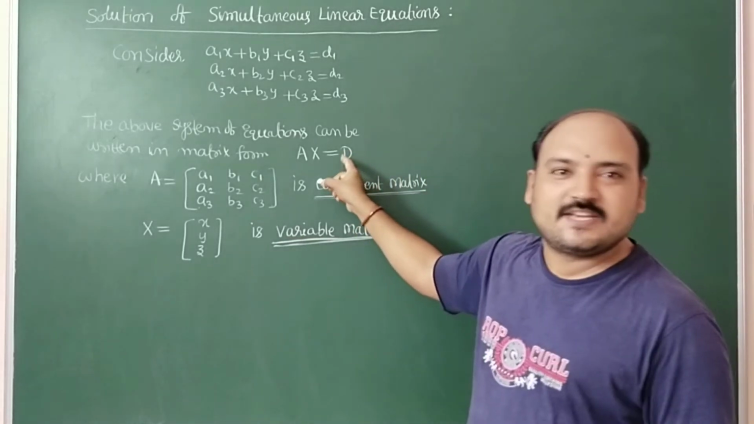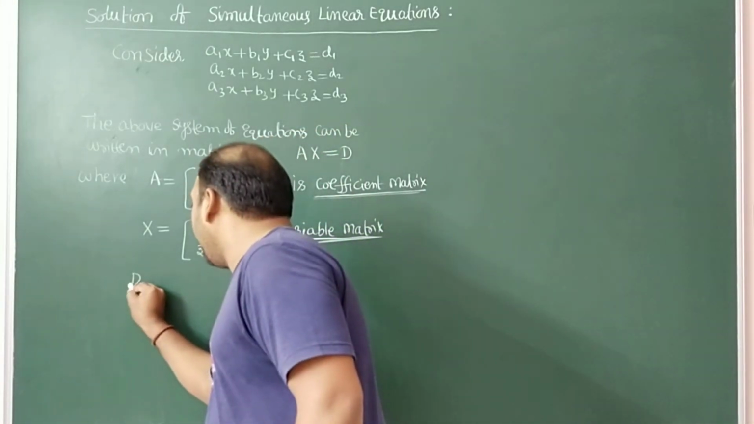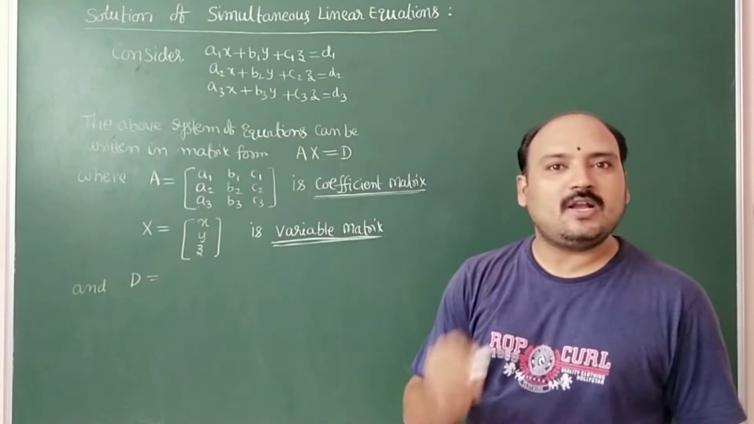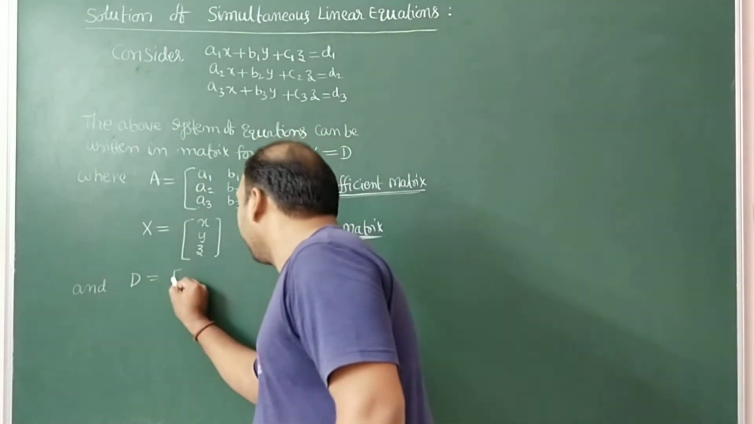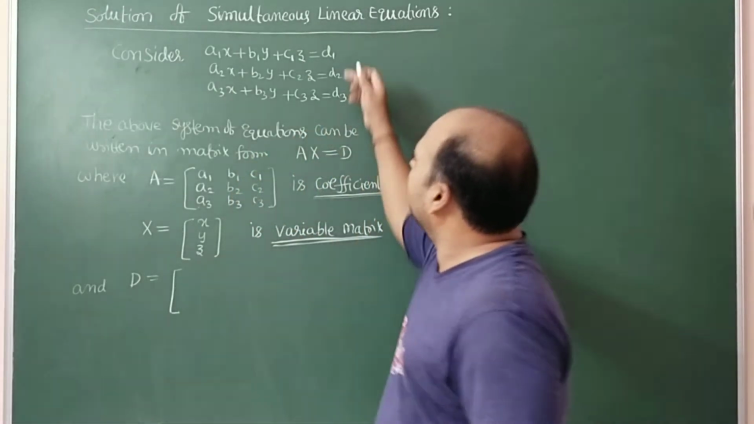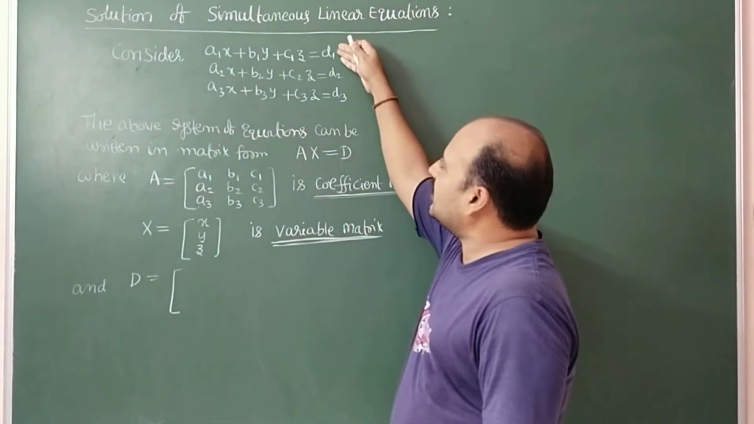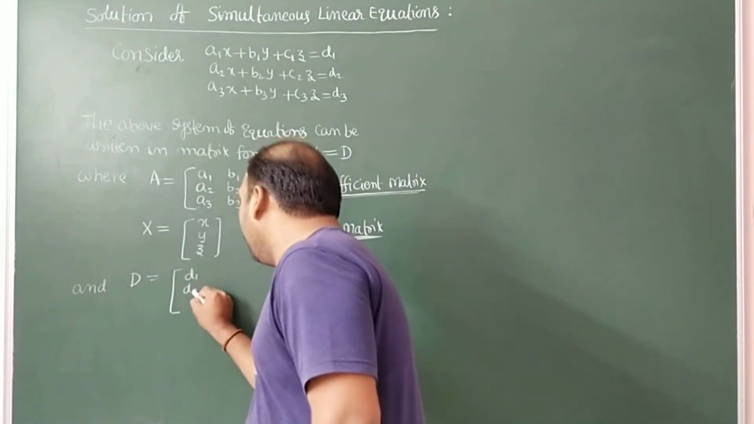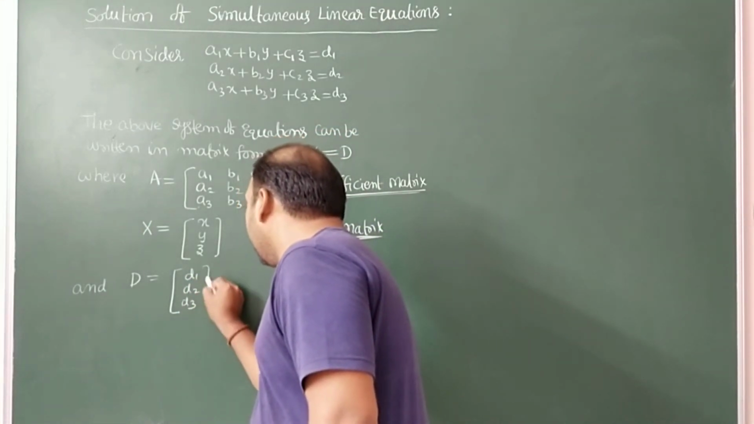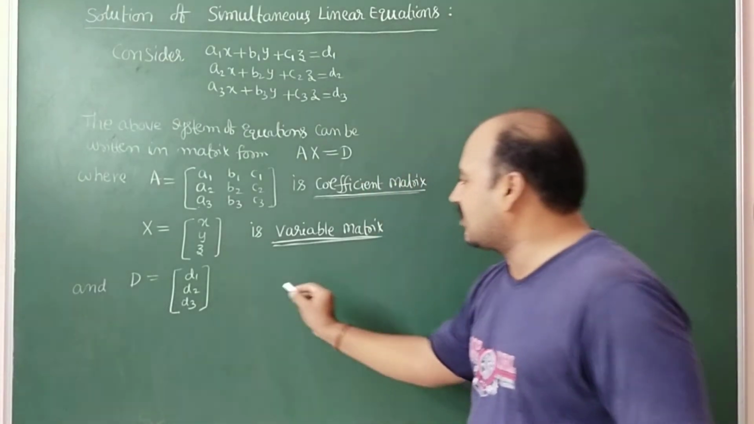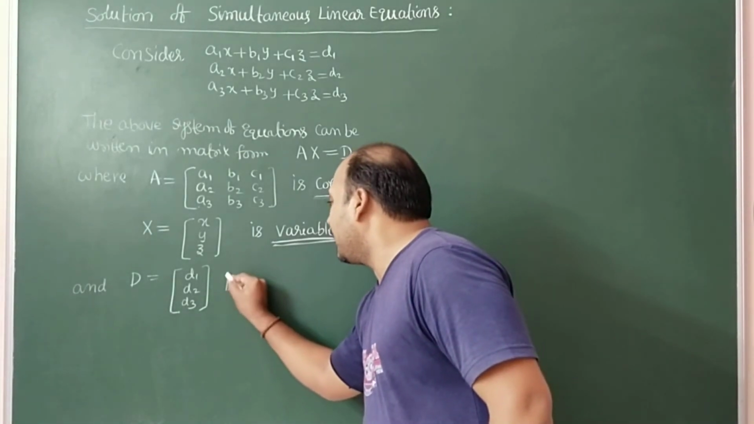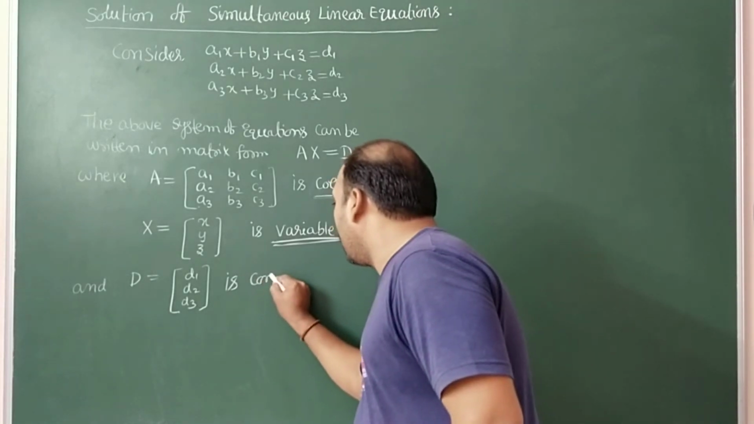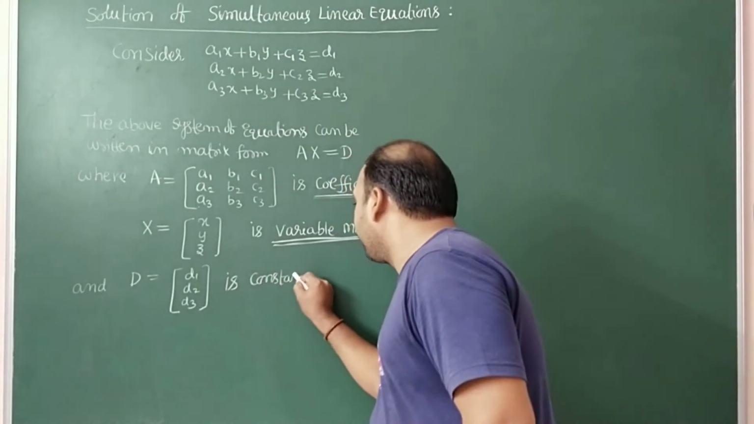So last one, what does D represent? Capital D is equal to, write in a column, D1, D2, D3. Here constants are there, no? So D1, D2, D3 is called the constant matrix. All are constants here. So that is the reason it is the constant matrix.